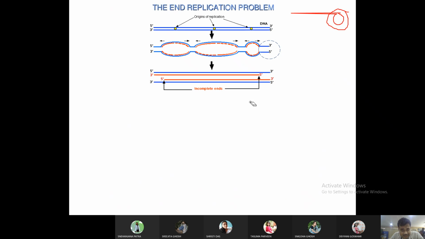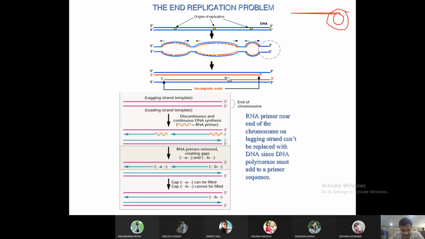So now what is the problem? In the lagging strand, at the beginning of the lagging strand, where there was the RNA primer, this tiny region remains unreplicated. So every time we replicate our DNA, we theoretically leave a small tiny region at the 5 prime end unreplicated, and this way our chromosomes may get shorter in length every time we replicate a cell. This is called the end replication problem.